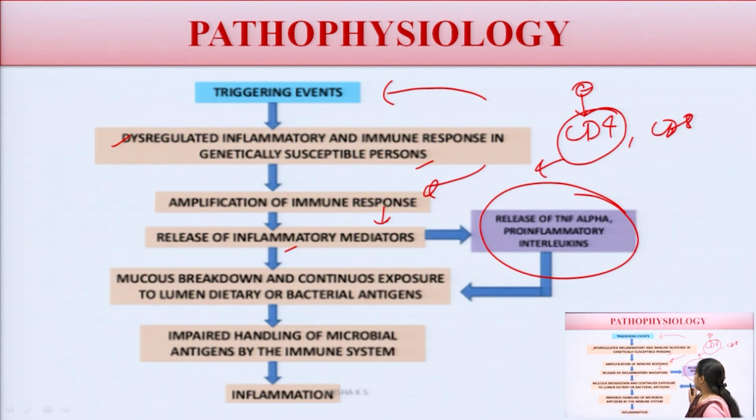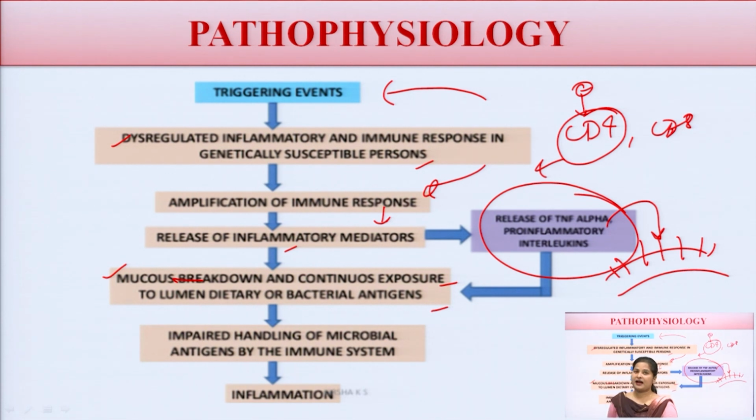Now, just because of this release of the inflammatory mediators, what happened at that time? They just break down the mucus. There is a mucosal lining in the intestinal part. So they just cause the mucosal breakdown and continuous exposure to the luminal, dietary or bacterial antigens. So there is a mucosal lining which can rupture just because of these inflammatory mediators. This mucosal membrane is a protective membrane, right? So what happened at that time?